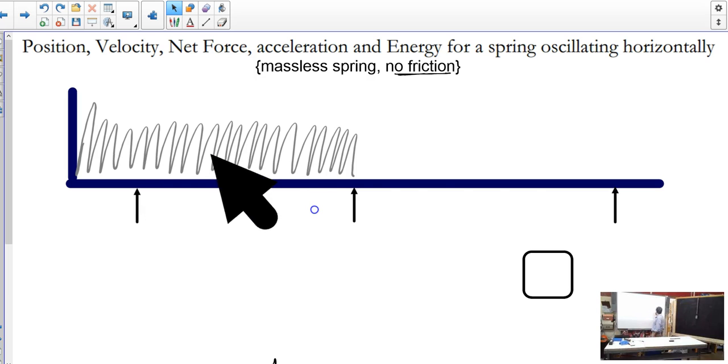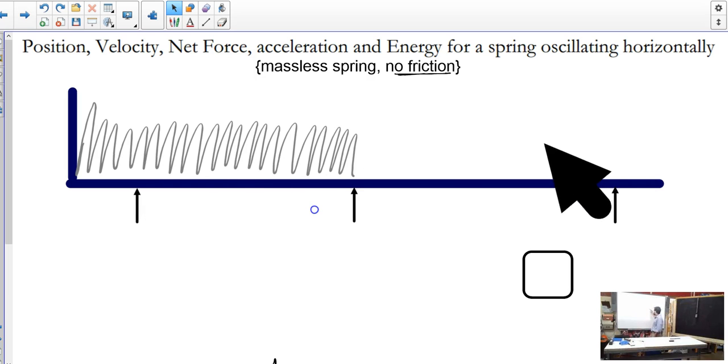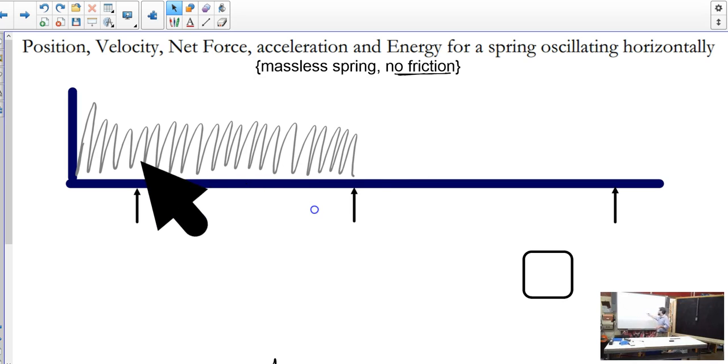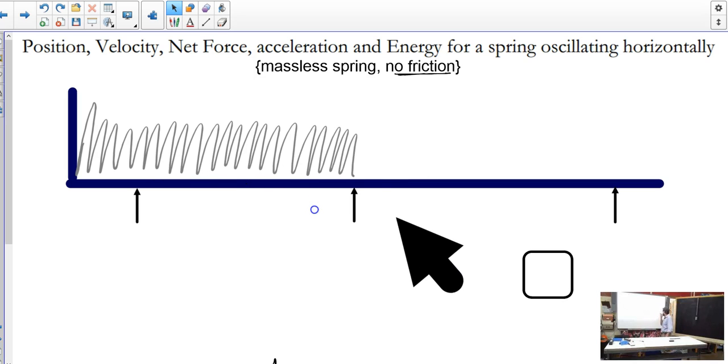I'm going to let it go and let it oscillate, is the word we use, back and forth. And we want to look at the force that the spring applies, the energy, both kinetic and stored in the spring, the acceleration, the velocity. There's a lot to look at, which is why it shows up on the AP exam, because there's a lot of physics involved here, not just the springs.